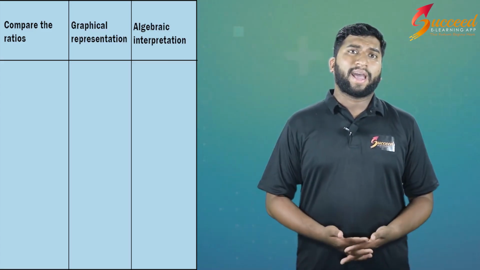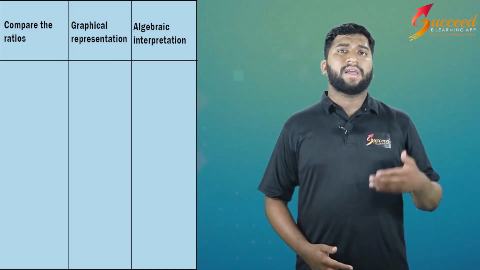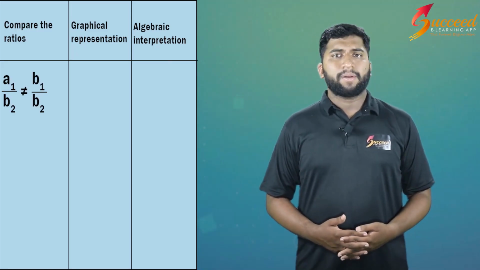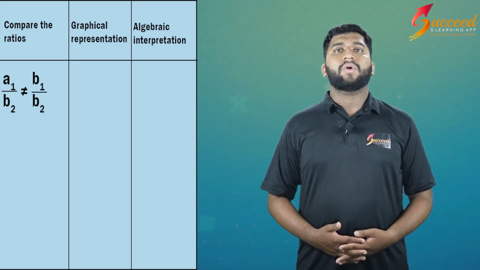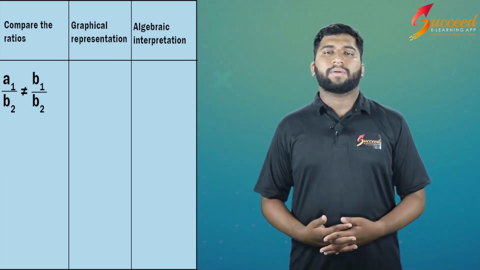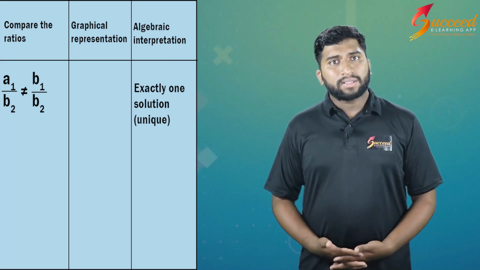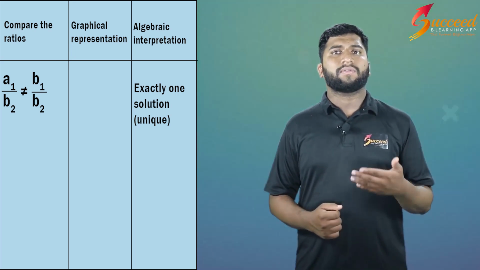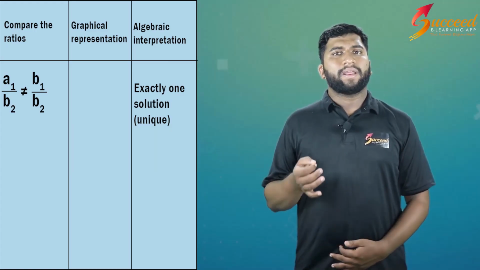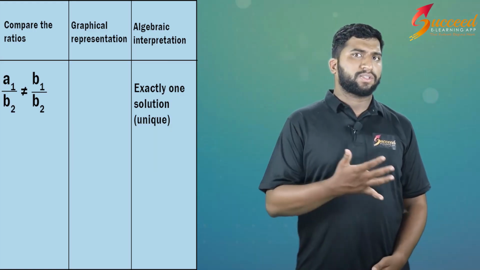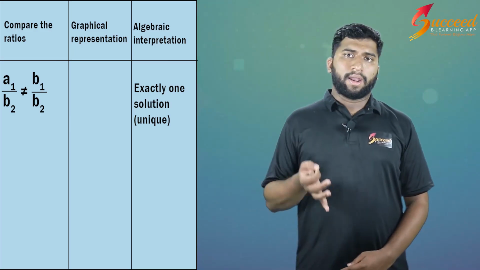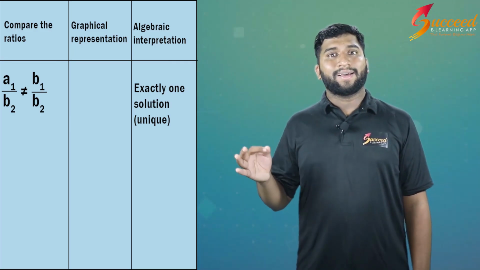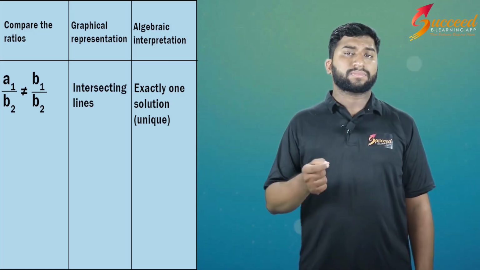If you are having the ratios as a1 by a2 is not equal to b1 by b2, which type of solution do you get? You will be getting the unique solution. So if the ratios are a1 by a2 is not equal to b1 by b2, you will be getting a unique solution for this pair of linear equations. And along with that, if you plot a graph for this equation, you will get intersecting lines.